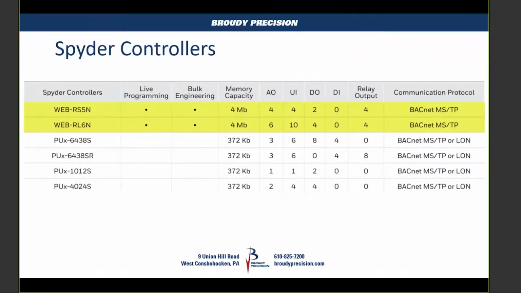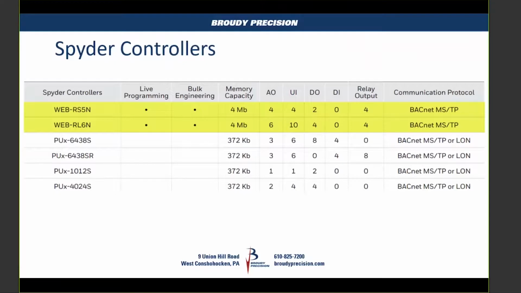And if we look at the Spyder controllers that are in existence, plus these two new ones, this chart here is showing what we're used to working with, the PUL, PUB controllers. And this Spyder 5 doesn't have a VAV version of it, so there's no VAVs listed here on the standard Spyders either. But you can see the new Spyder 5 and the part numbers are WEB-RS-5N and RL-6N, basically S for small, L for large.